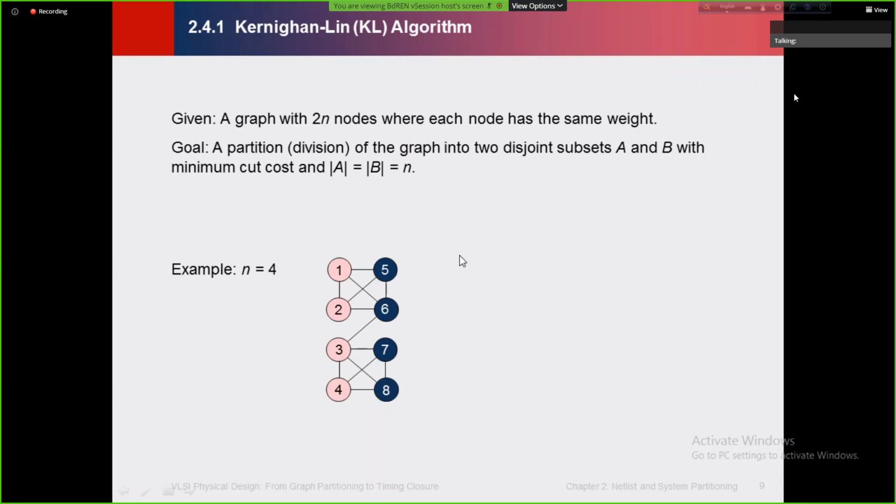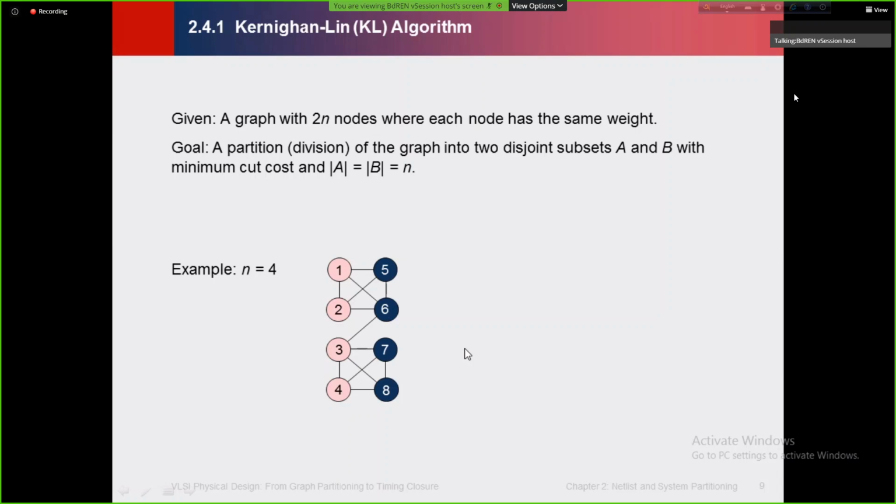And the goal, what is the goal? The goal is to divide. This is a partition or division of the graph into two disjoint subsets A and B with minimum cut cost, and that means we have to divide this whole graph into two blocks, two bigger blocks, right? Two partitions. That means one line only, one horizontal or vertical line, will be applied to make it two groups, and with minimum cut cost.